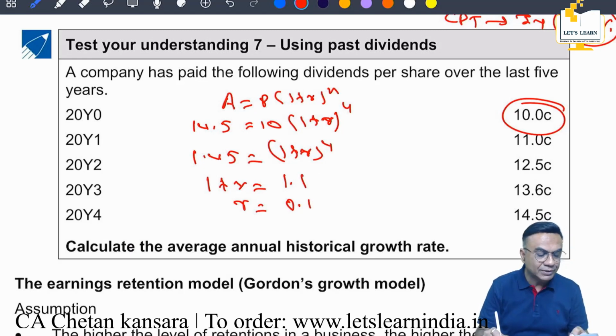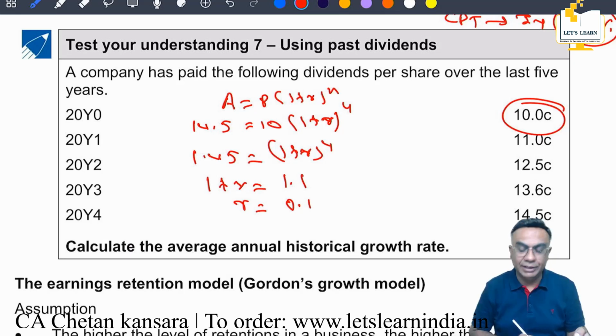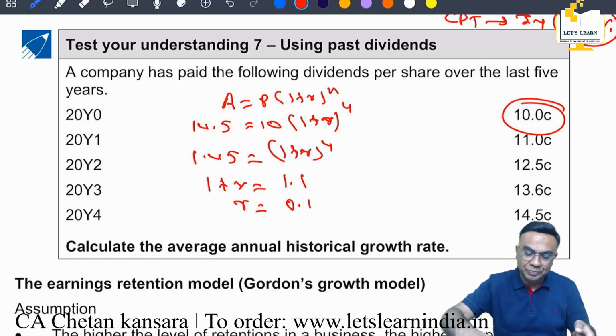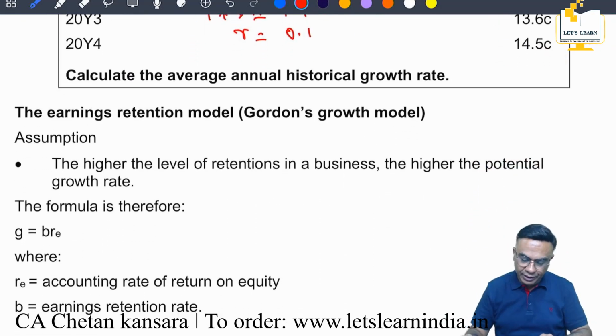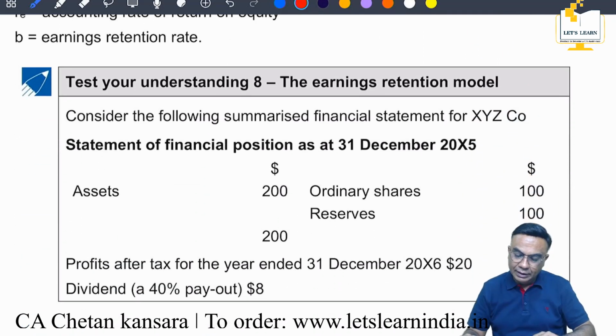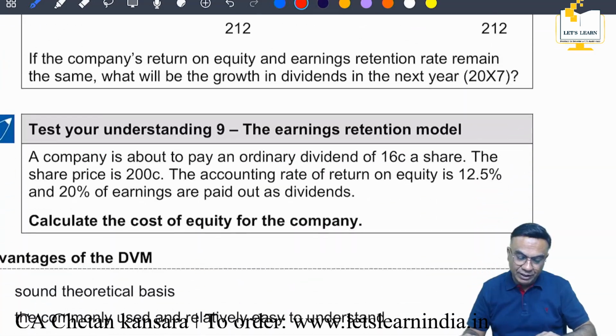So this will be 10%. Okay, 1.097 you are getting, right? So 0.097 approx. So approximately 10% is the answer. This is how you calculate the growth rate. Okay, now this is a retention example which we have discussed.